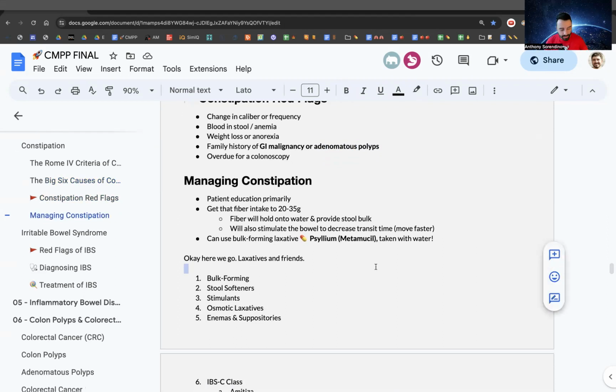Patient education is your big one for constipation. You don't want to get crazy. Patient education is the big one here. Get them to have fiber in their diet. You can also use a bulk forming laxative like Metamucil.